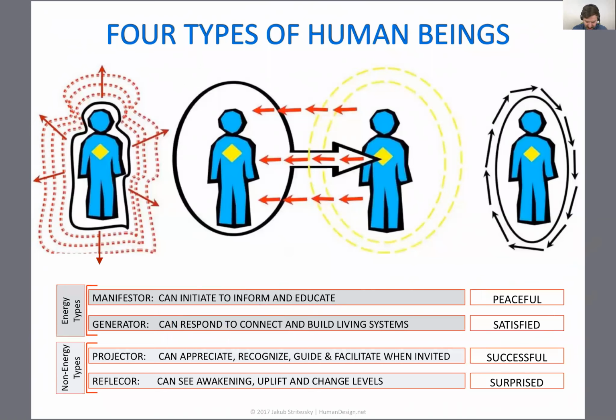Projector can appreciate, recognize, guide, and facilitate when invited. Invitation is the strategy. Wait to be invited. Then you can be successful in guiding, facilitating, recognizing, and appreciating other people. And they will appreciate and recognize you, obviously. It's a two-way street. And reflector can see awakening, uplift, and change levels in order to be surprised.